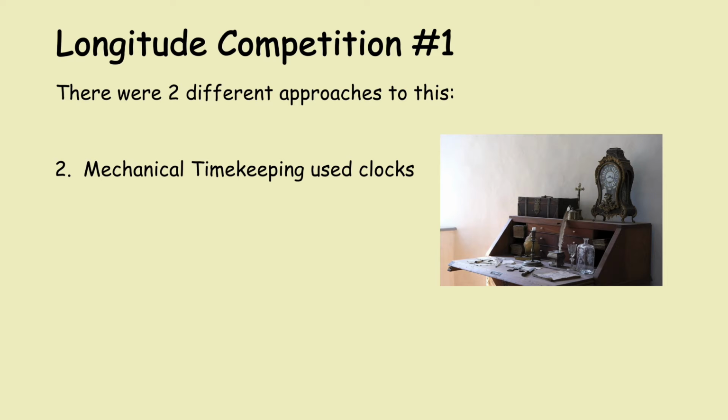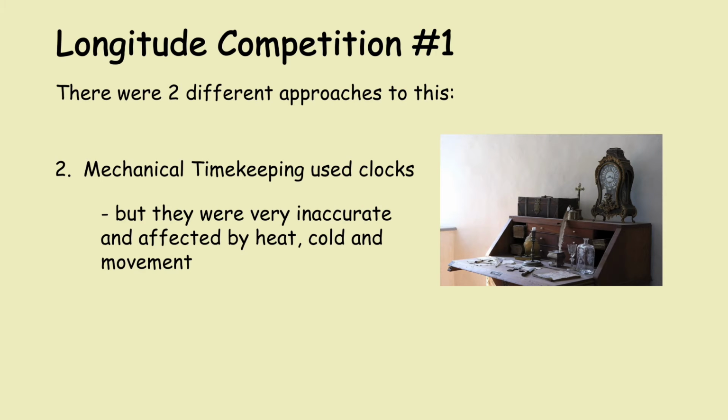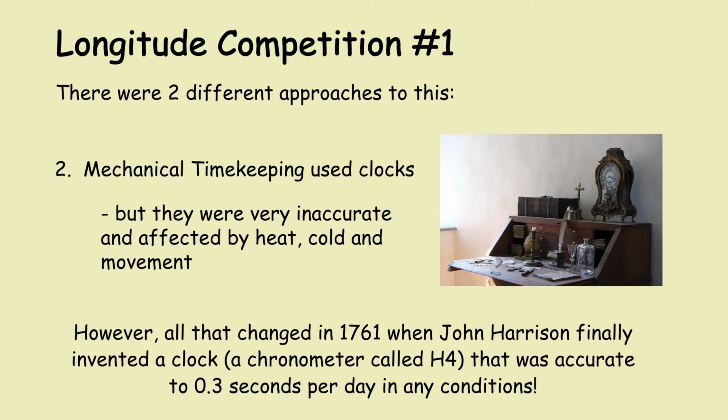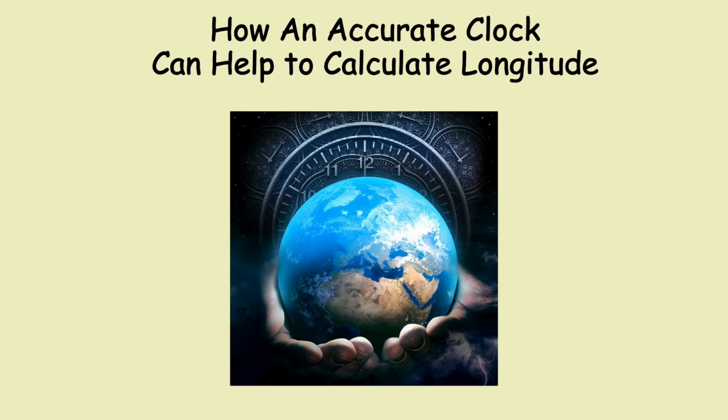Now, the other involved mechanical timekeeping using clocks, but at the time, clocks were very inaccurate and were affected by heat, cold, and movement. However, all that changed in 1761 when John Harrison finally invented a clock, a chronometer called H4, that was accurate to 0.3 seconds per day in any conditions. So how can an accurate clock calculate longitude?